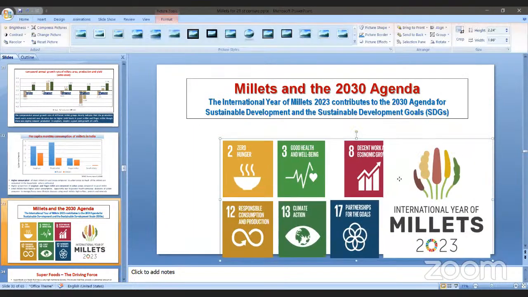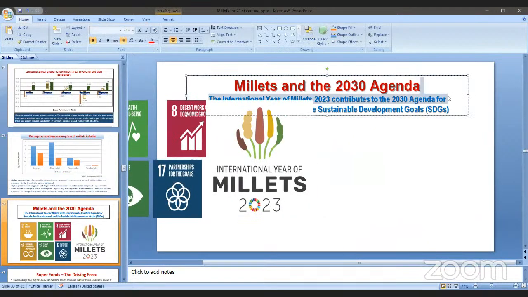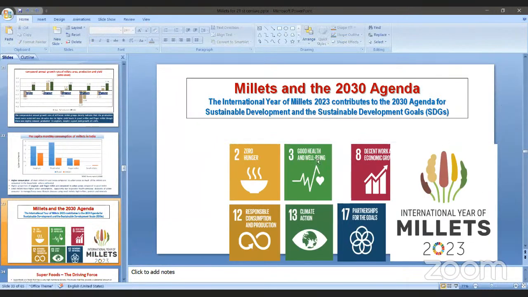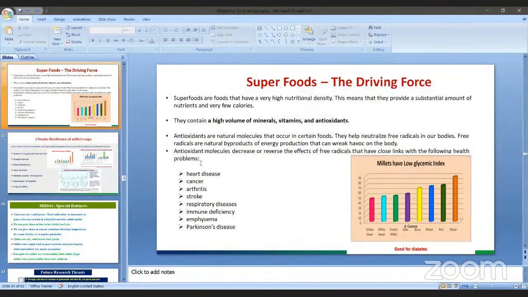As already mentioned, 2023 was the International Year of Millets, because of the second goal, zero hunger, good health, decent work, and also climate action. Another important point is the 2030 Agenda. We celebrated the International Year of Millets around sustainable development and the Sustainable Development Goals. This is called SDGs, another important issue.